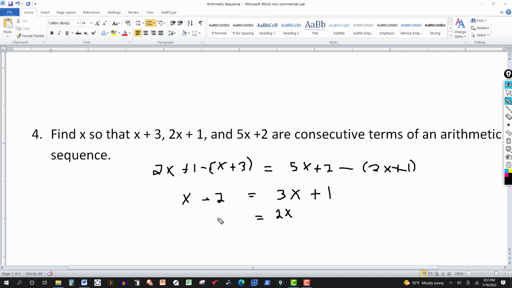Negative 1 and a negative 2 is a negative 3. Solve for x, so divide here by 2. So this would cancel here. So the value of x that satisfies that condition, or that statement, is x equal to negative 3/2.